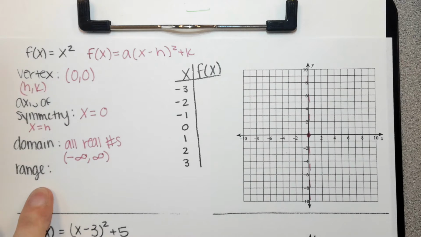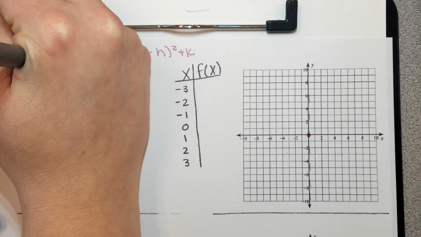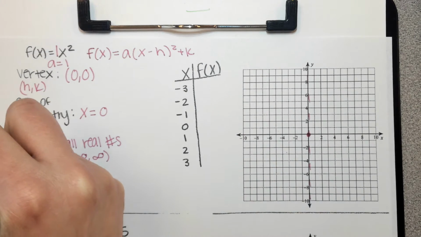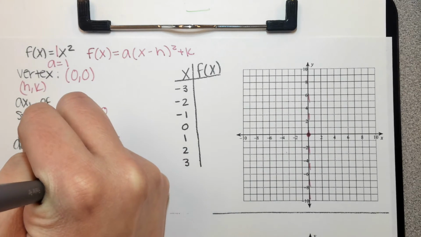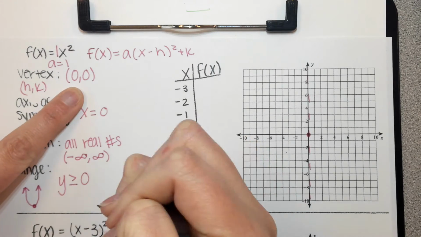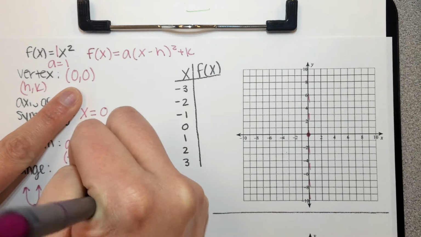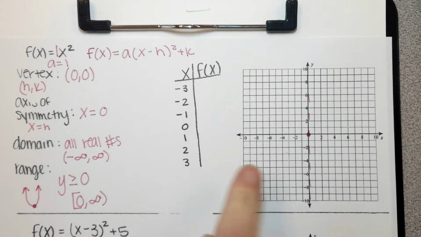Now, the range is a little bit different. So we have to look for the a. So my a here is 1. Okay, so that means it's positive. So my parabola is going to look like this. And I have a minimum. So that means that my range is going to be bigger or equal to k, which is 0. And in interval notation, that would be 0, comma, infinity, with a bracket around 0 and parentheses around infinity. Okay? So we've pulled out all the important information, and I could graph it from here.